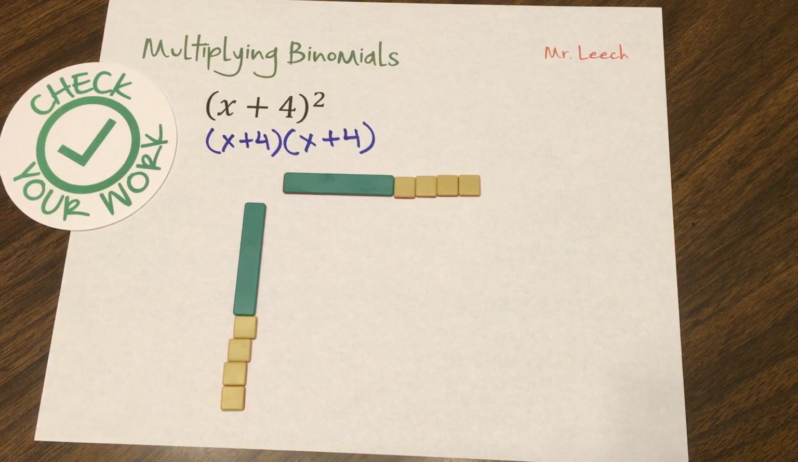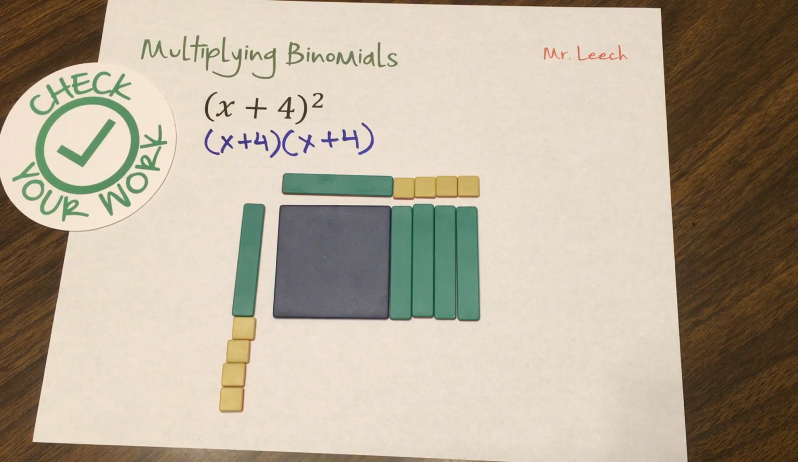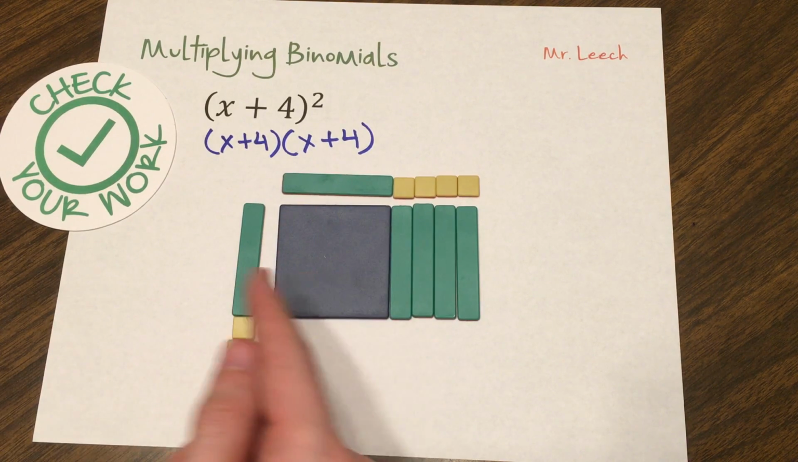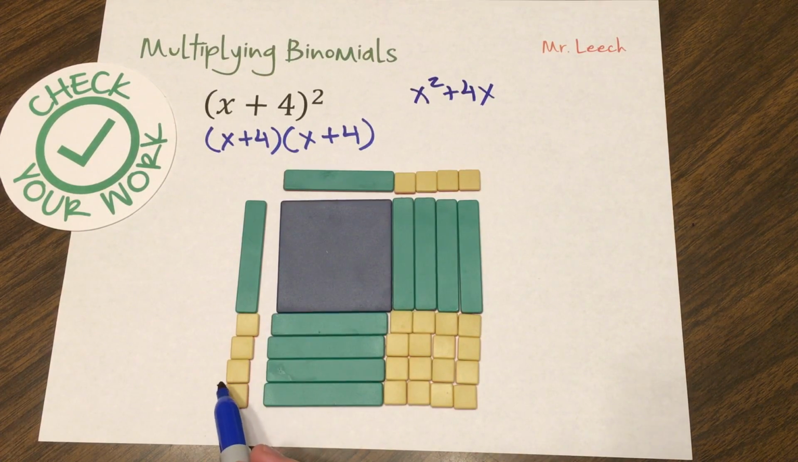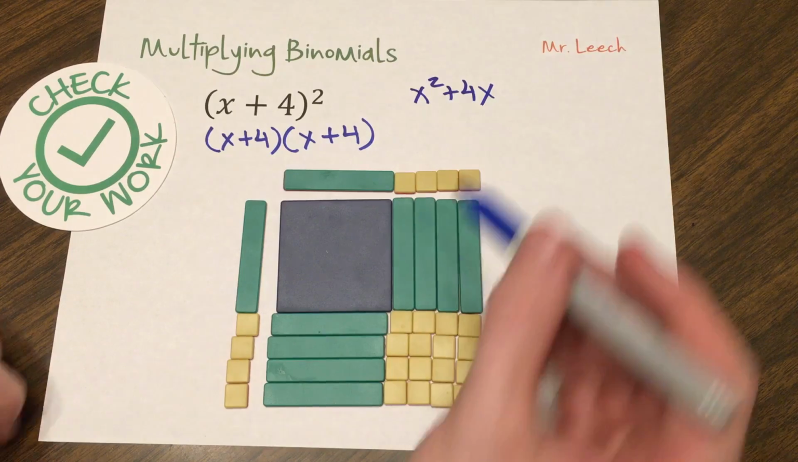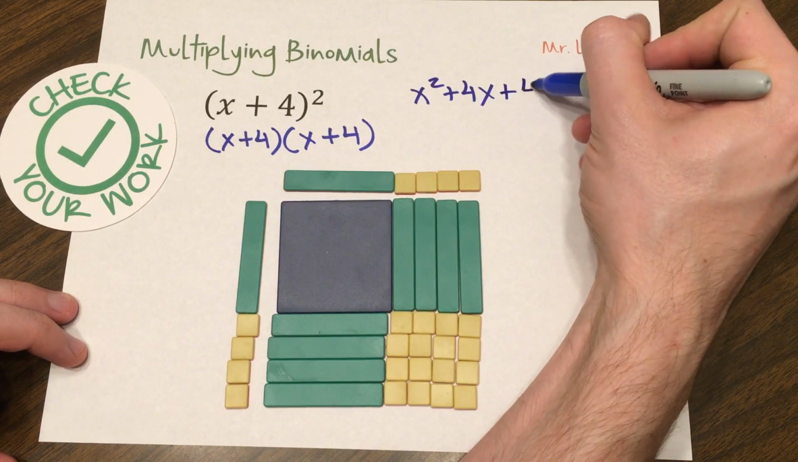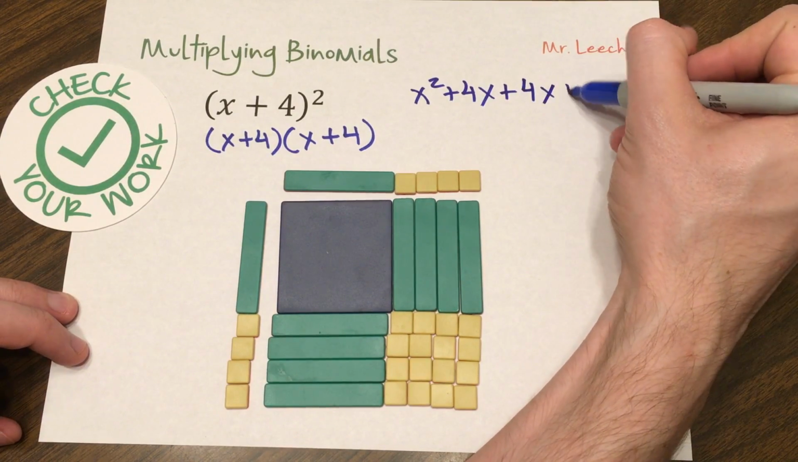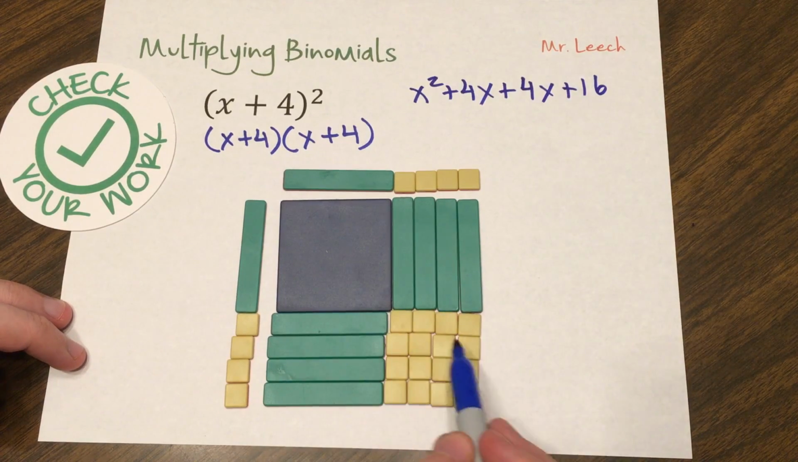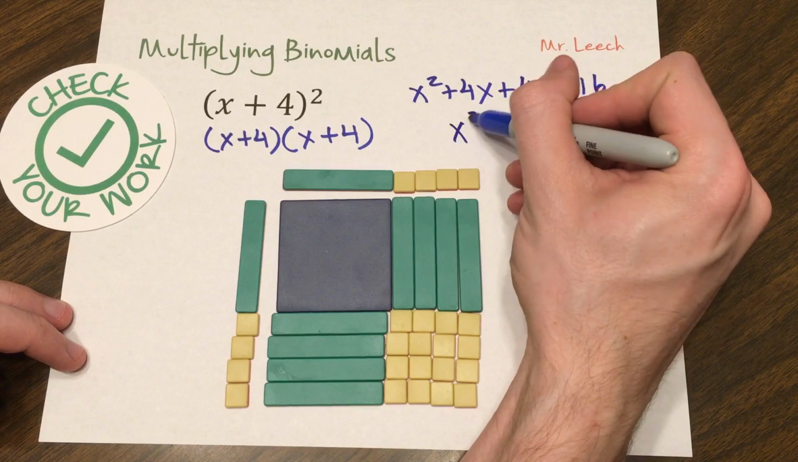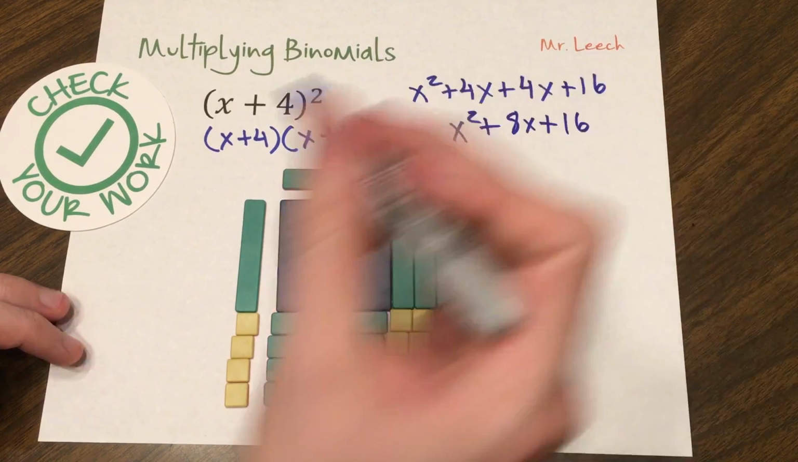So here's your first setup. Here's your first row. x times x is x squared. x times 4 is 4x. And now for the bottom row, we have 4 times x, which is 4x, and 4 times 4, which is plus 16. Put it together, x squared plus 8x plus 16.